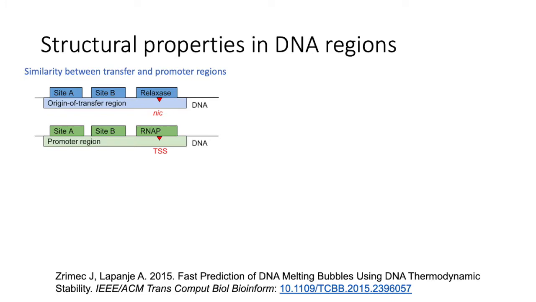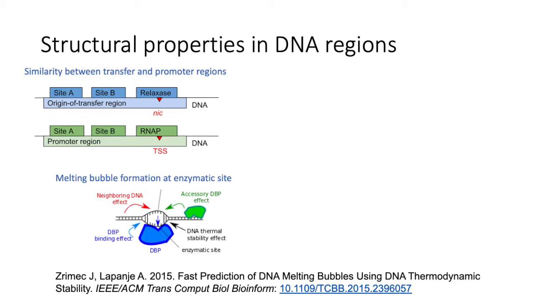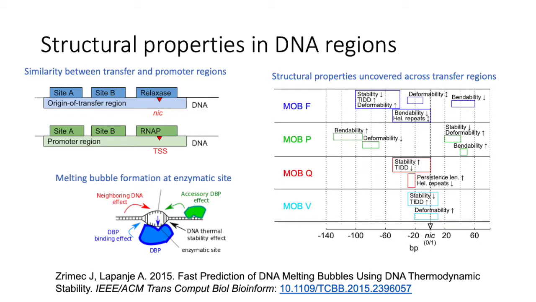If we look at the general outline of these regulatory transfer regions, they are very similar to regulatory regions such as promoters. They both carry a main enzymatic site, marked red, as well as multiple upstream binding sites for accessory proteins. In both types of regions, especially at the enzymatic site, a DNA melting bubble must form to give the enzyme access to the DNA. And this melting bubble formation is affected by multiple things such as neighboring sequence, nearby protein binding, and thermodynamic stability effects. And also, we found that the different binding sites in the transfer regions carry multiple conserved DNA structural properties that facilitate recognition and binding of the protein to the DNA.